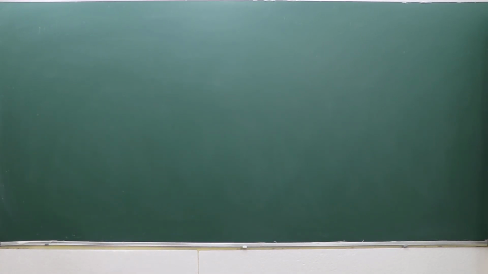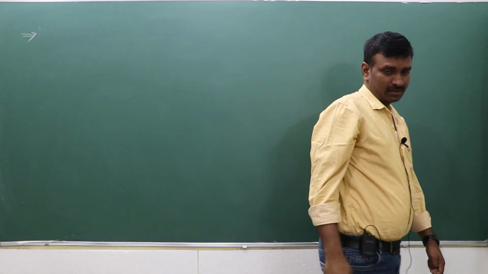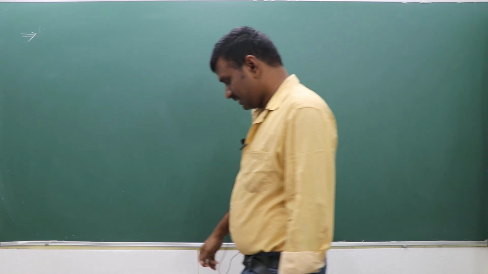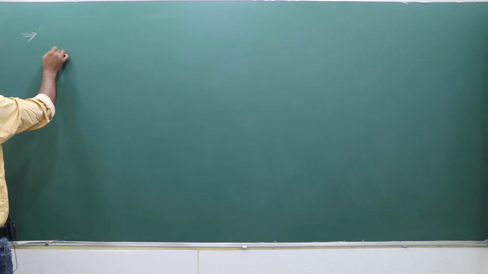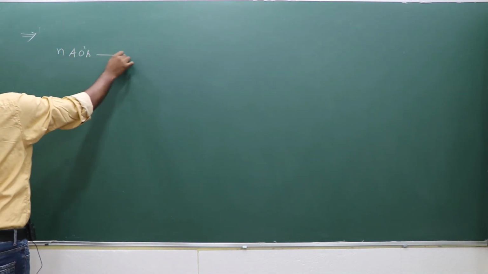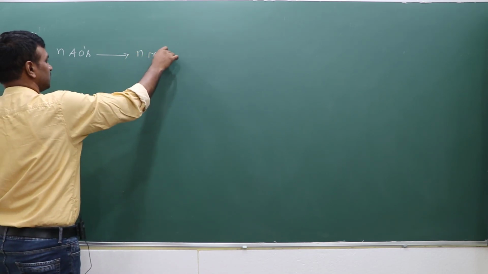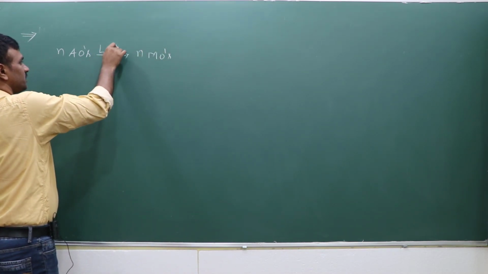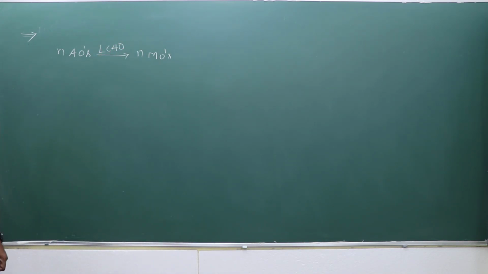Next, another one is in molecular spectroscopy, the electronic spectroscopy. In electronic spectroscopy, as I already explained in the last class, in continuation of that: if a number of atomic orbitals mix, an equal number of molecular orbitals are generated by the linear combination of atomic orbitals method.